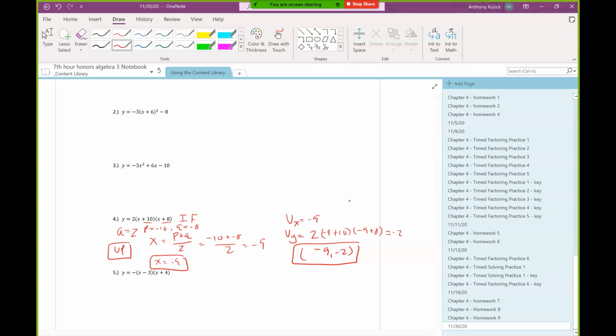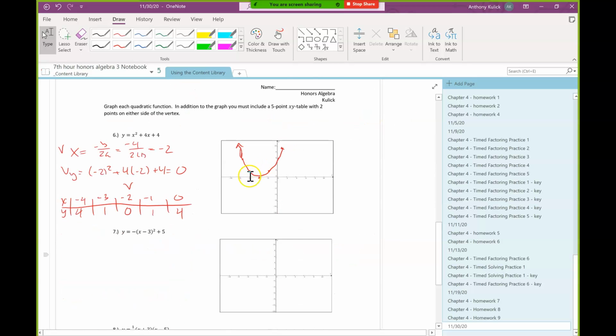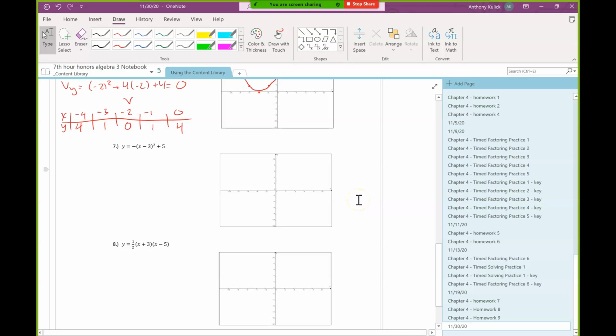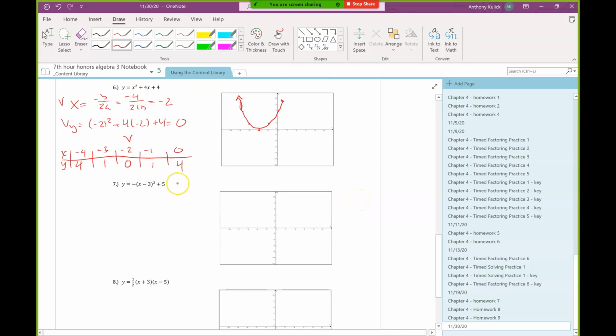Maria, are you happy on that one? Yes, thank you. Of course. Number 7. Okay. So I recognize that this one is in vertex form. So the vertex is very easy to get. The vertex is just h comma k. So in this case, that's 3 and 5. Remember, the h is the opposite of the sign that it appears.